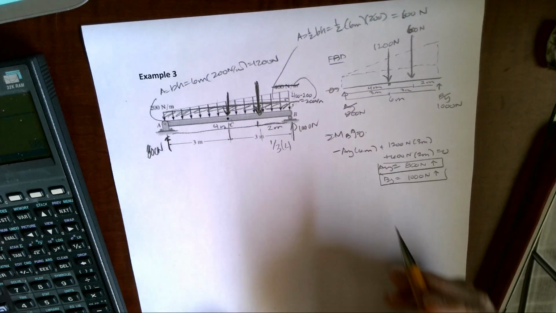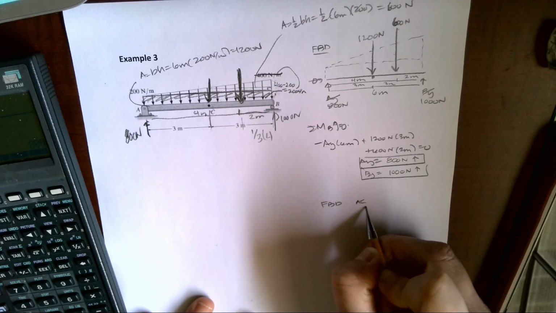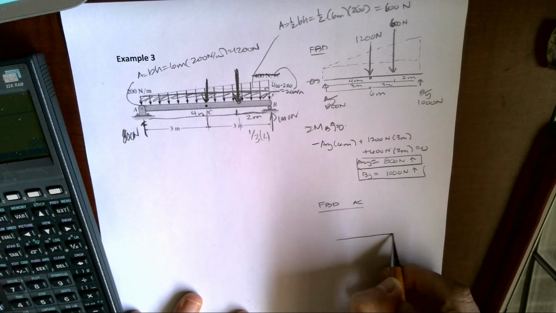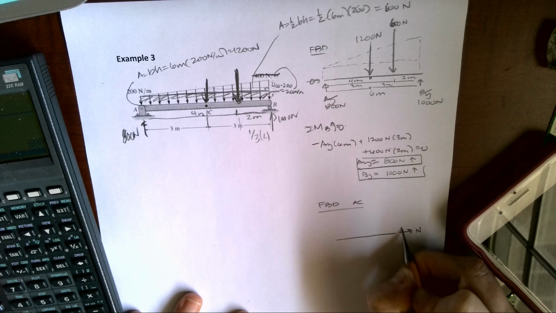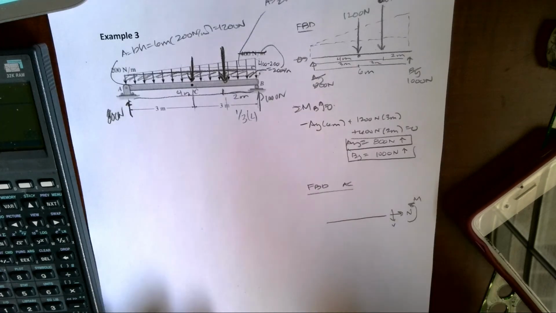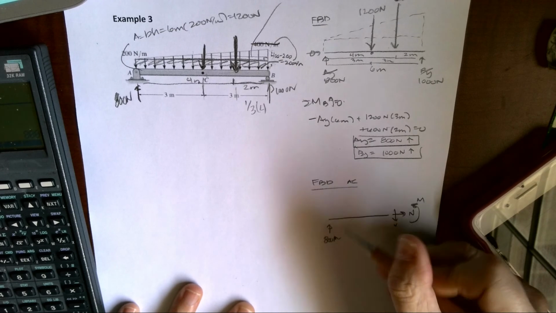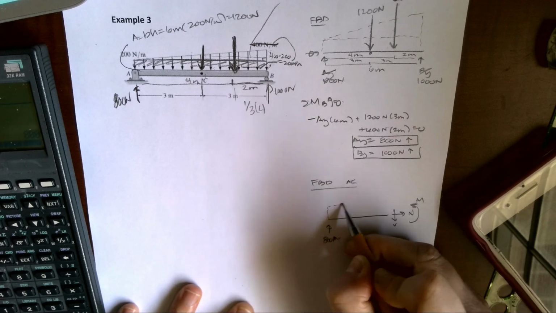So I draw a new free body diagram of my section A to C, and I'm going to draw everything that I can see to the left, and we are going to use positive beam notation in order to find those internal forces. I'm going to start at the left. I have 800 newtons, and then I can see I have something that looks like this.